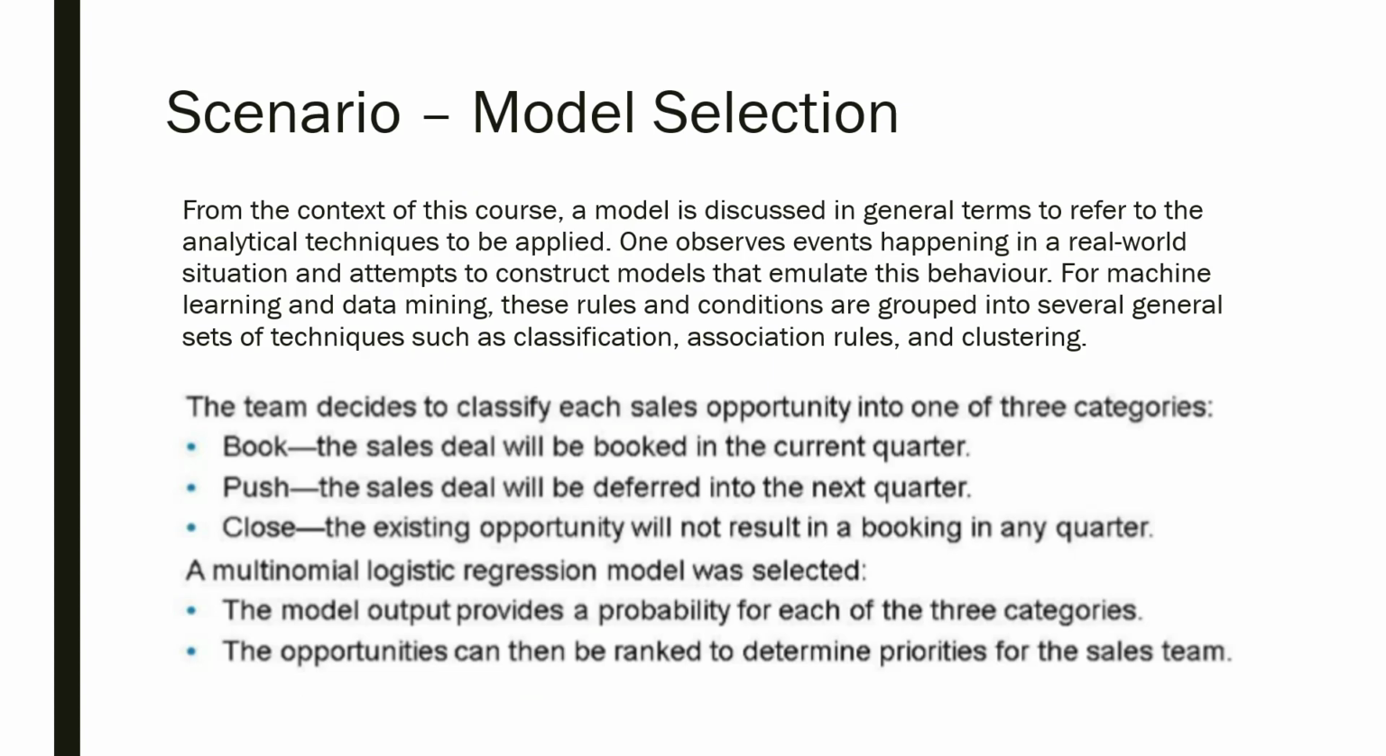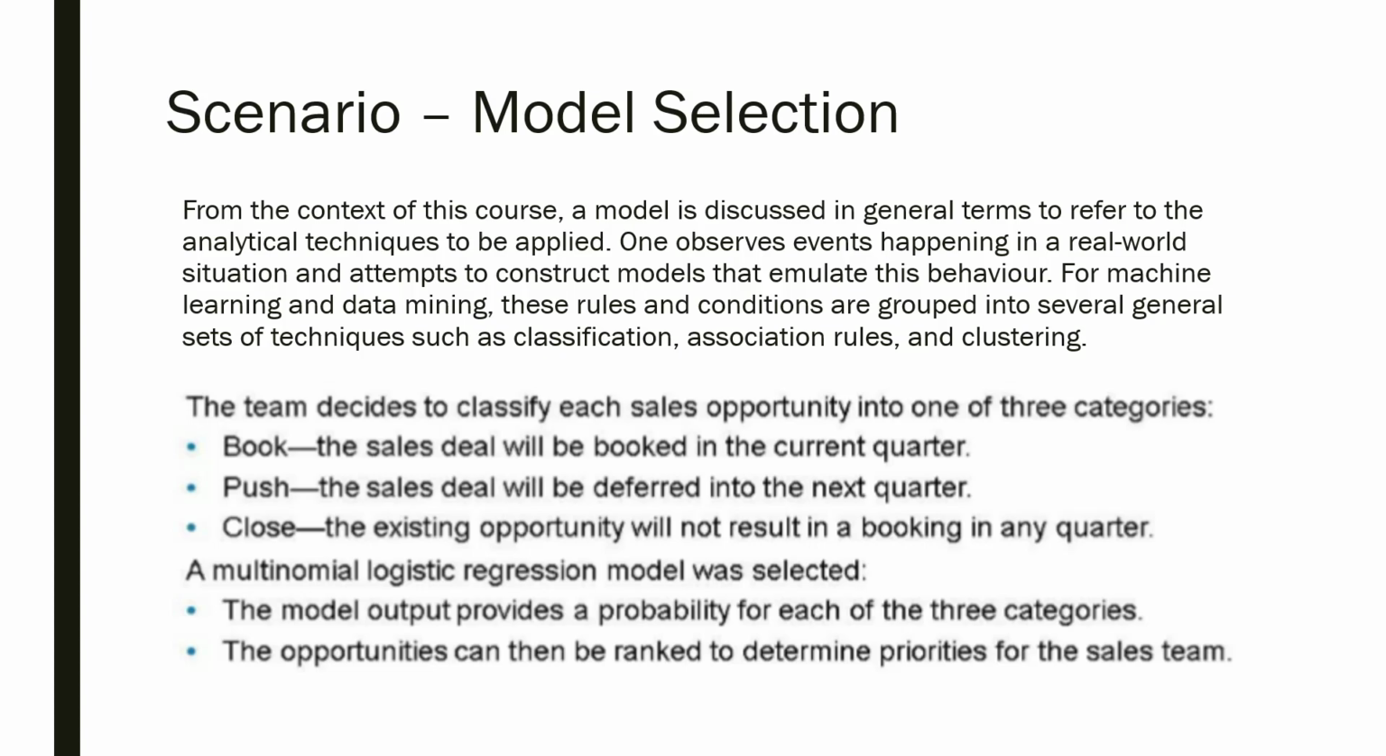Again, within the scenario, the team decides to classify each sale opportunity into one of three categories: a book, a push, and a close. So the book is sale deals that are booked into the current quarter, a push is a sales deal which will be deferred into the next quarter, and the close is an existing opportunity that will not result in the booking of any quarter.